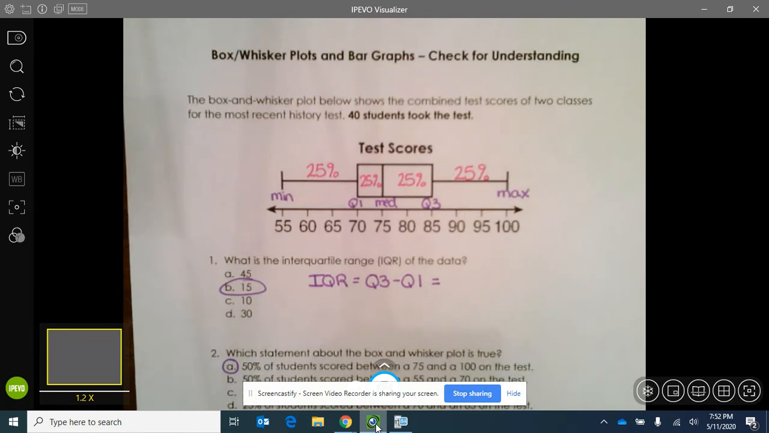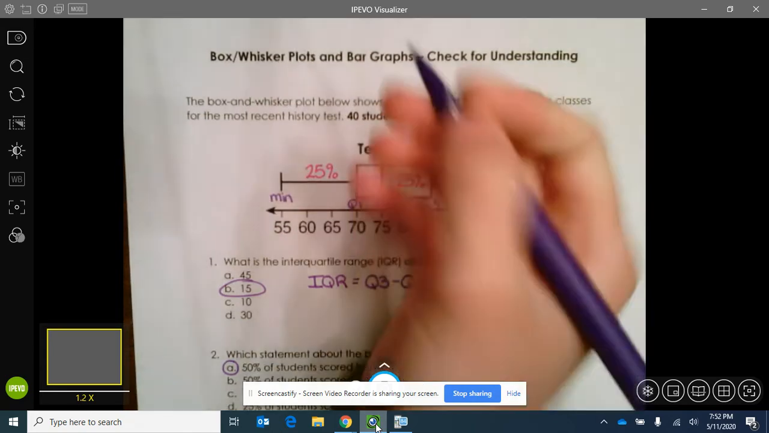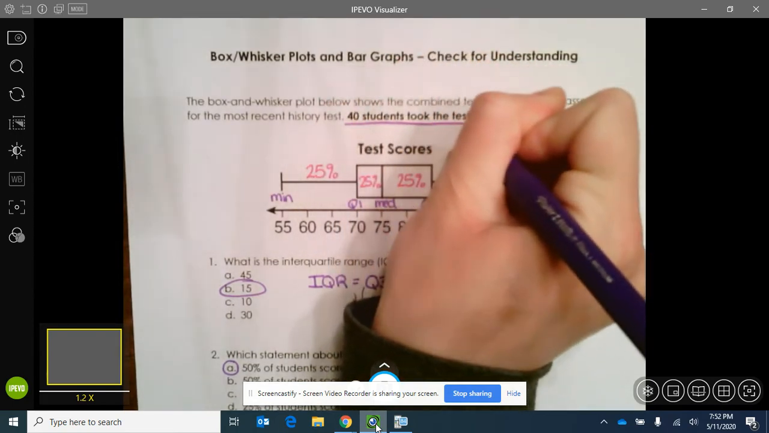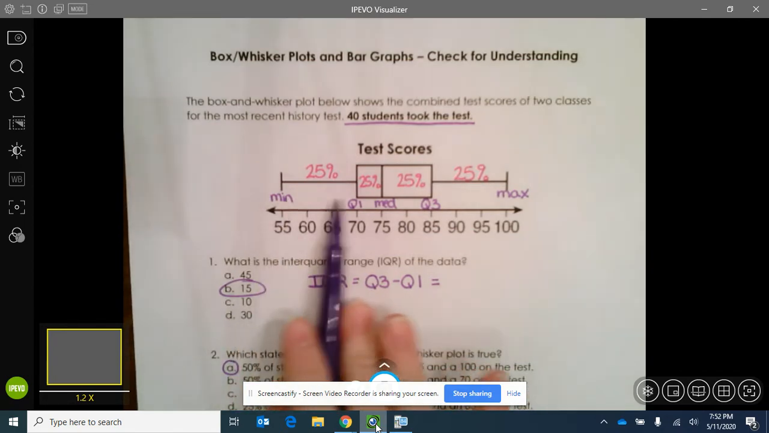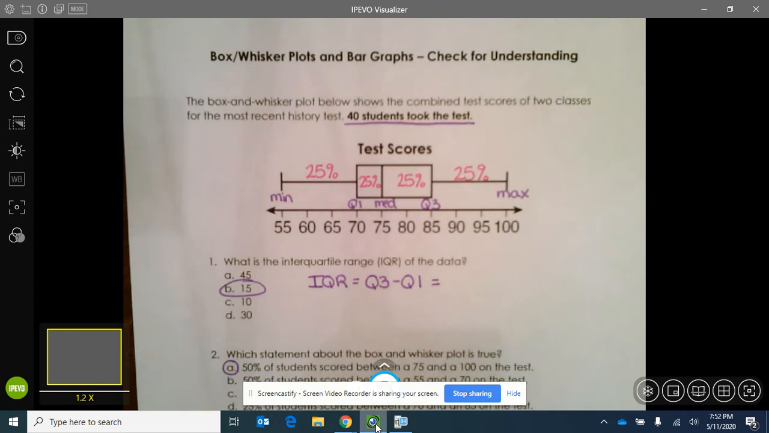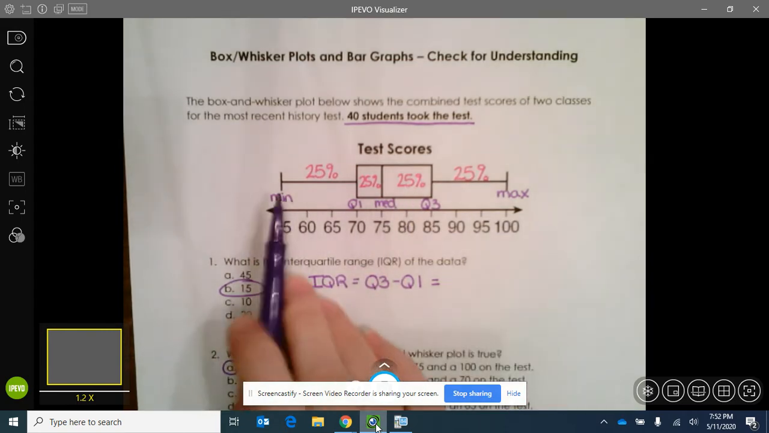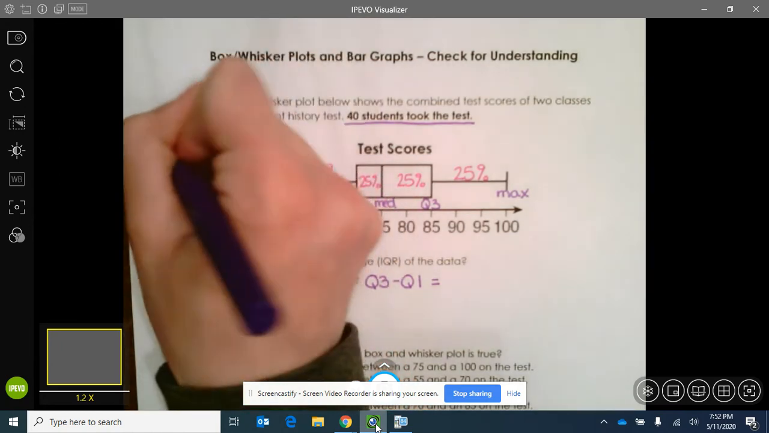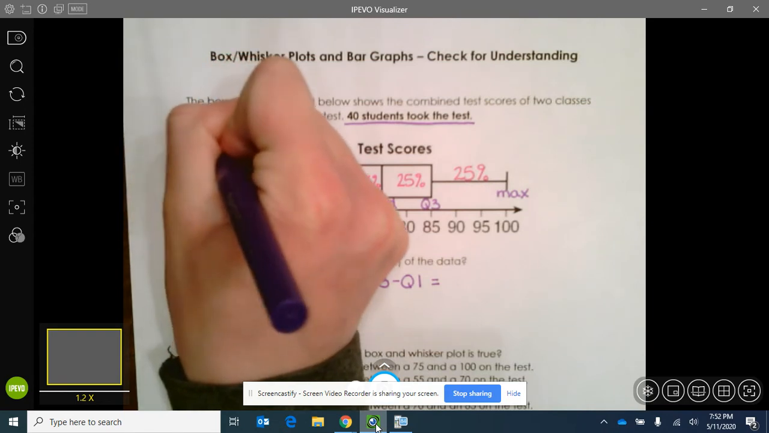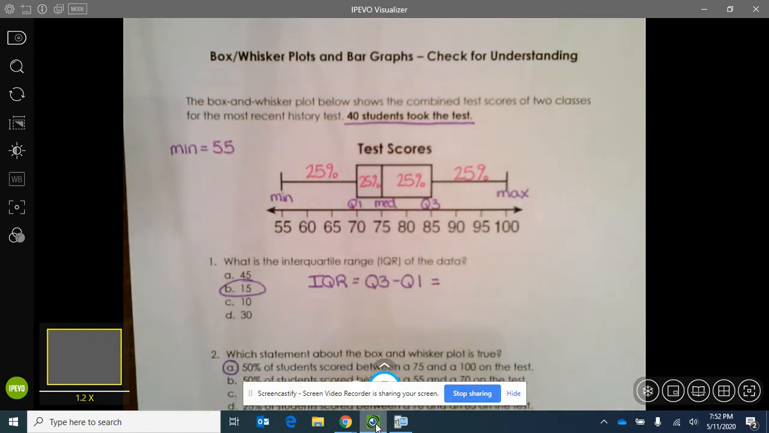The box and whisker plot below shows the combined test scores of 2 classes for the most recent history test. Let me tell you, 40 students took the test. Now, before I do anything regarding box and whisker plots, I always take some time and just label different parts of the box and whisker plot. So remember, when you're looking at a box and whisker plot, down here, this is going to be your minimum. So your minimum here was 55.